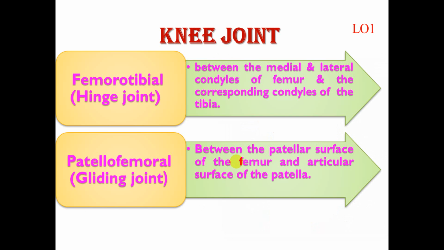There are two joints in the knee. The first one is between the femur and tibia, called the femorotibial joint, which is a synovial hinge joint. The second joint is between the patella and the femoral condyles, called the patellofemoral joint, which is a synovial gliding joint. So we have two joints forming the knee, which is, as I said, one of the most complex joints in the body.